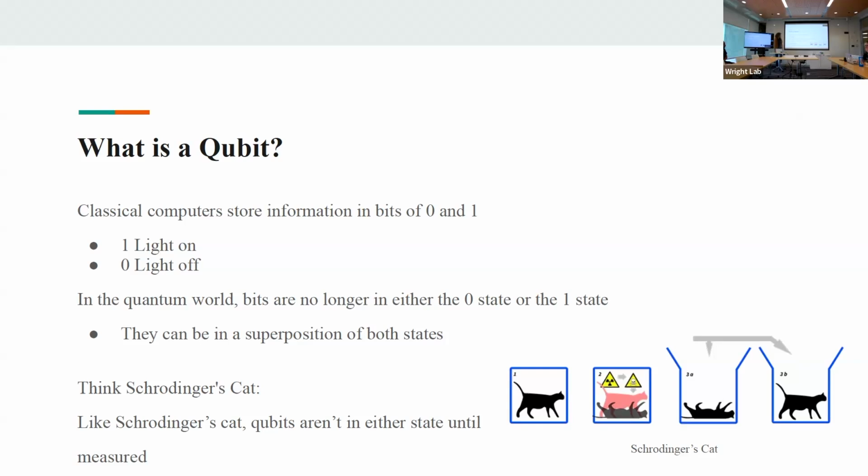So think Schrodinger's cat with the graphic over here, where before you open the box, the cat is simultaneously dead and alive. When you open the box, it's either dead or alive. Same thing with the qubit. Before you measure it, it can simultaneously be in 0 or 1. And then when you measure it, it collapses into the 0 or the 1 state.